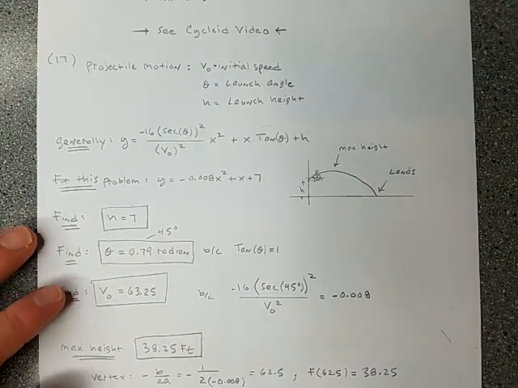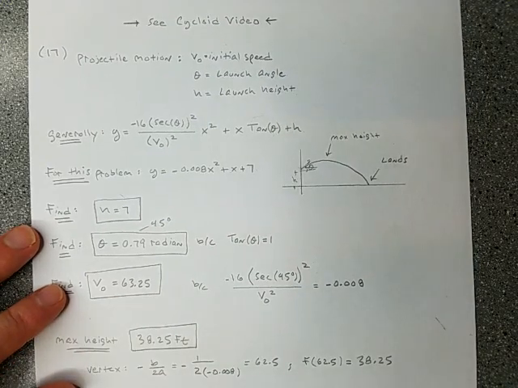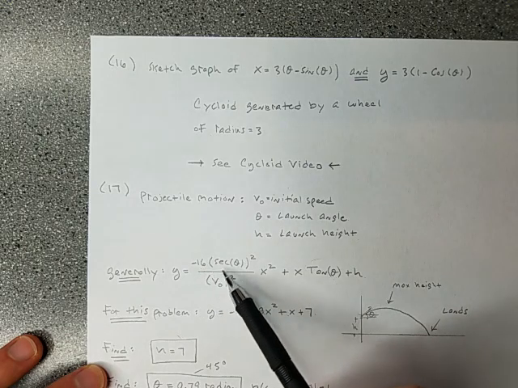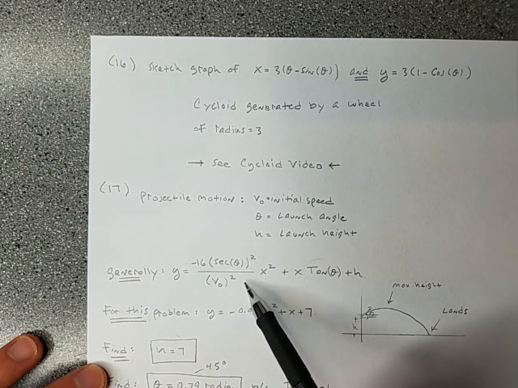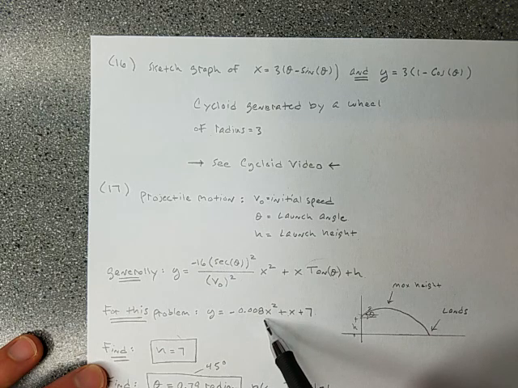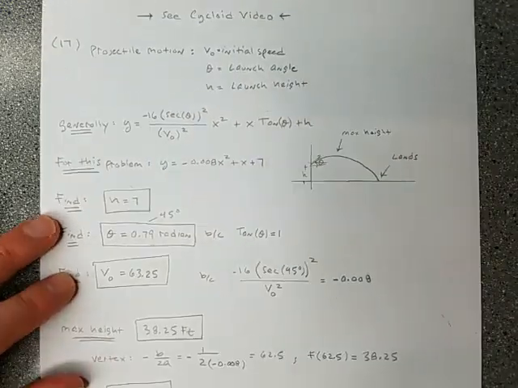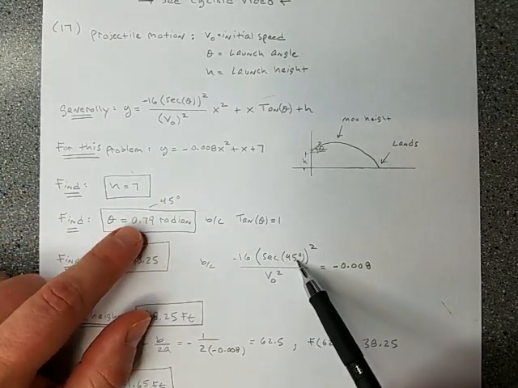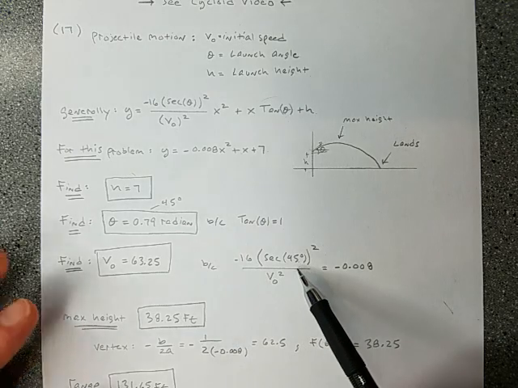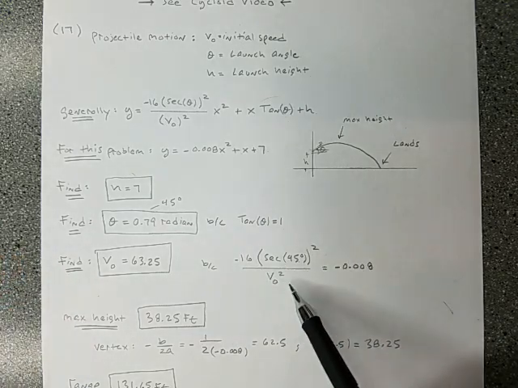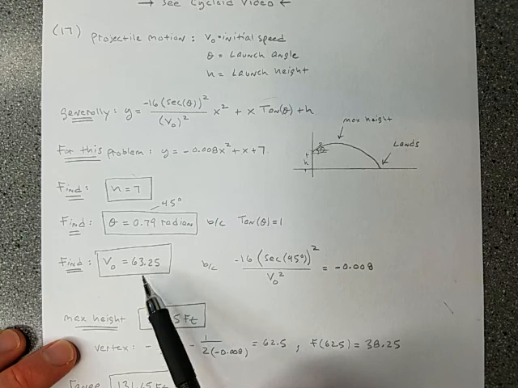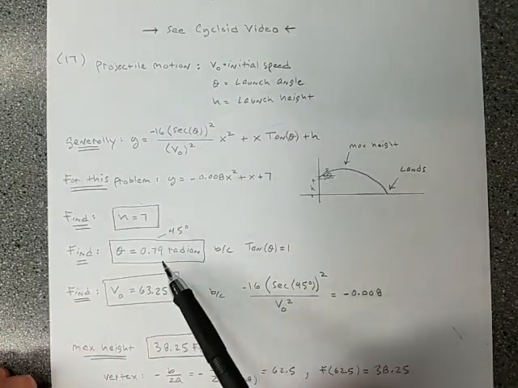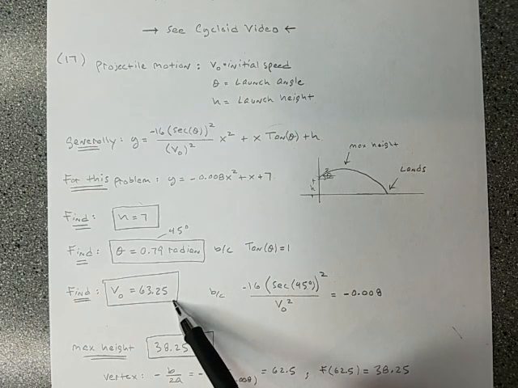Okay. All right, what about v naught? What about the initial speed? Well, see this number, negative 16 secant squared theta over v naught squared. That needs to be negative 0.008, just for these to match. So I set that up knowing that I already found the angle to be 45 degrees, and I solved this equation for v naught, and it turns out to be 63.25. So yes, by that I can work out the launch height, the launch angle, and the launch speed.